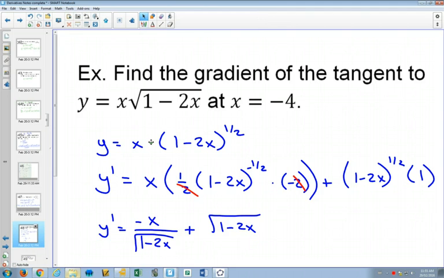Then we keep one the same, do the derivative of the second one. The second one is a chain rule. The 1/2 comes in front. Subtract 1 from the exponent. The derivative of the inside is -2. And we add, keep the second one the same. The derivative of x is just 1.